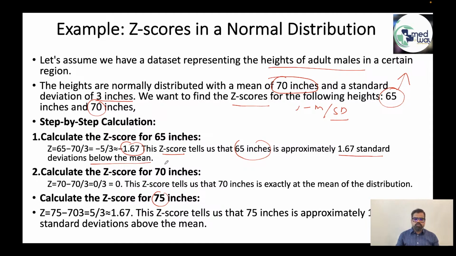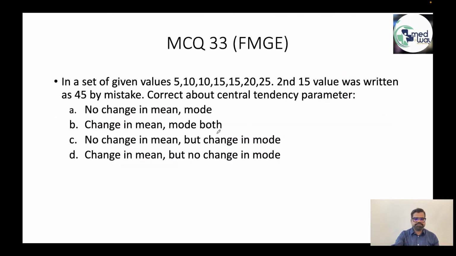Let's take the individual value where the height is 70 inches. So 70 minus 70, it becomes 0. Here the 70 inches is exactly at the mean. If I take an example of 75 inches, individual value, and calculate it, it is 1.67. So the individual value 75 inches is 1.67 standard deviation above the mean. So 65 was 1.67 below the mean, 75 is 1.67 above the mean. So this is the way we interpret Z score or relative deviate.